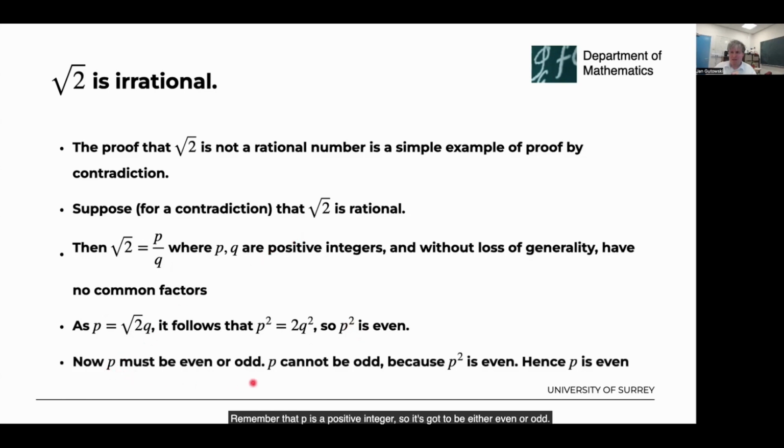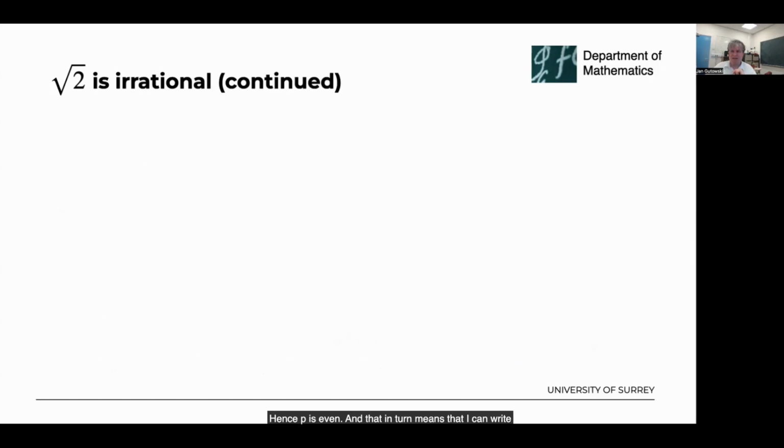Remember that p is a positive integer, so it's got to be either even or odd. If p were odd, then p squared would also be odd, but p squared is even. So p cannot be odd, hence p is even. And that, in turn, means that I can write p is equal to twice m for some positive integer m.